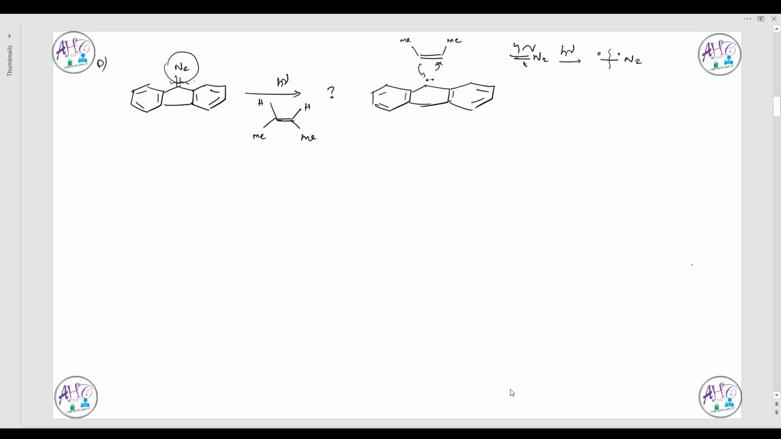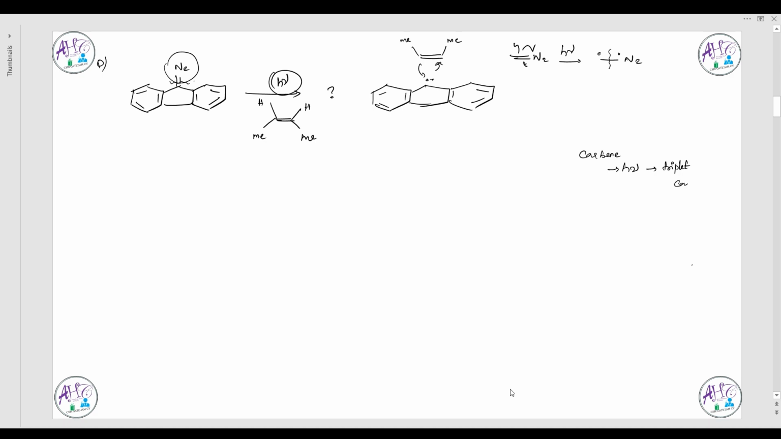But one important thing is, what have they given here? They have given light reactions. Where is the carbene formed here? The carbene is formed in presence of light. So if your carbene is formed in presence of light, what will it be? This is going to be your triplet carbene. This will always be your triplet carbene.